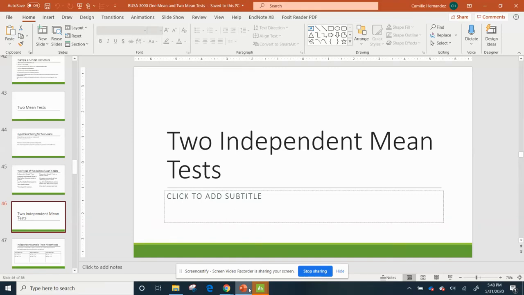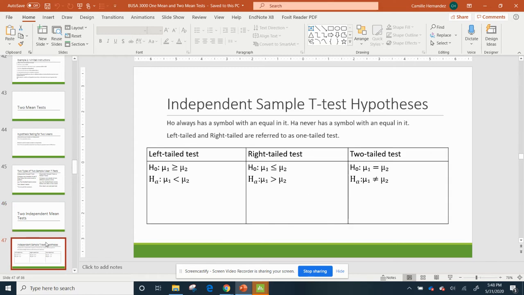So now we're going to talk about two independent mean tests. We call these t-tests. A lot of times you'll hear them called the two mean t-test, and it's different from the paired t-test. So let's look at the hypotheses.